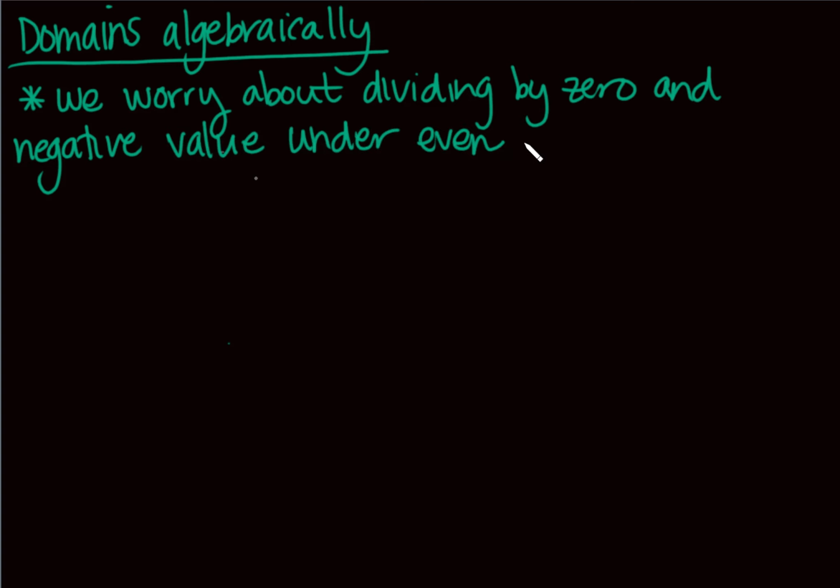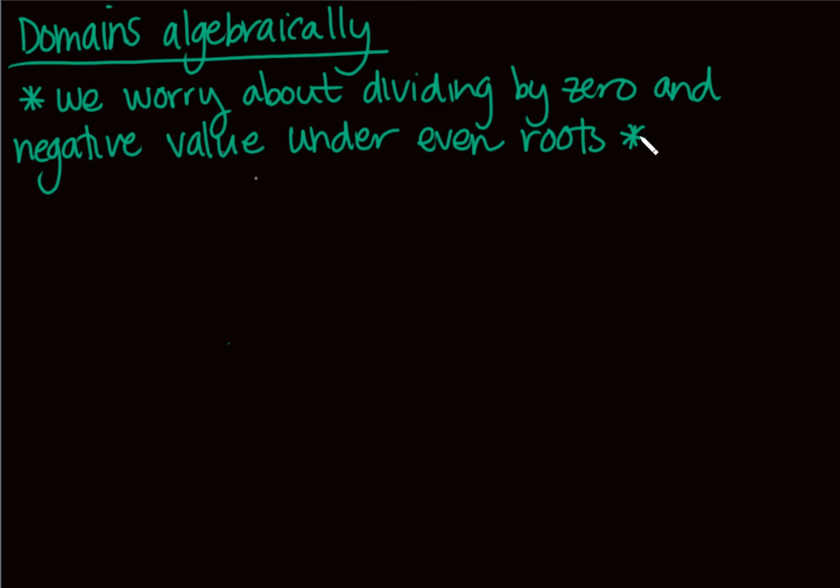Or even roots, even radicals. Okay, you guys, where could things go wrong, right? That's what we want to look at when we're looking at the algebraic form of a function. So the algebraic form for a function is just that rule, right? Like 3x squared minus 2.